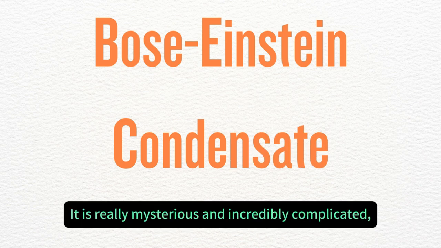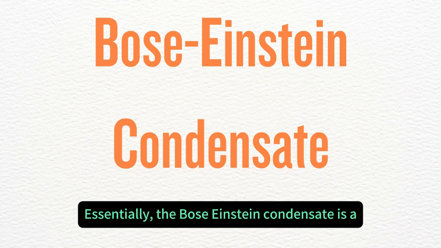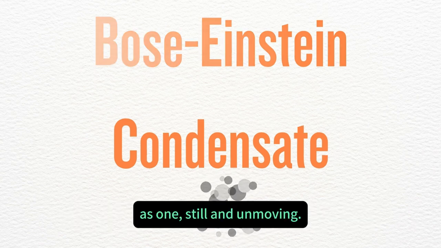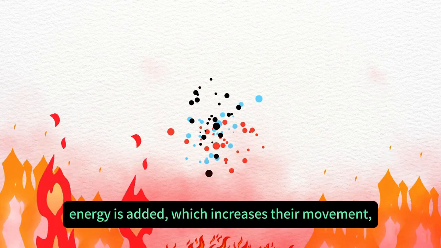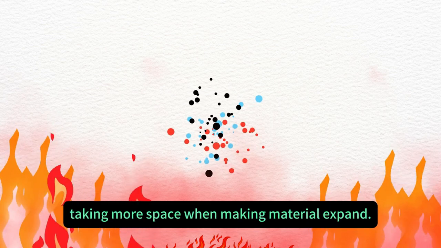It is really mysterious and incredibly complicated, so we will commence a deeper dive next video. Essentially, the Bose-Einstein condensate is a selection of particles that get so cold that they act as one, still and unmoving. And when these particles are heated, energy is added, which increases their movement, making them bounce off of each other, taking more space when making material expand.